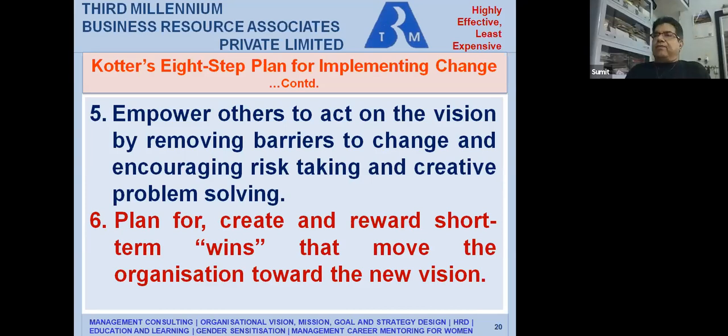Plan for, and now you are familiar with the planning process from the PDCA, create and reward short-term wins. Okay. So what do you typically find? In a tournament, anybody who will score a century will get this. Now, this is the first match of the tournament. You may lose every match after that, but still there is a man of the match. What are you trying to do by that? Why are you giving a man of the match or the impact player of the match in the very first match or every match? To encourage. So short-term rewards are very, very important. Plan, create and reward short-term wins.